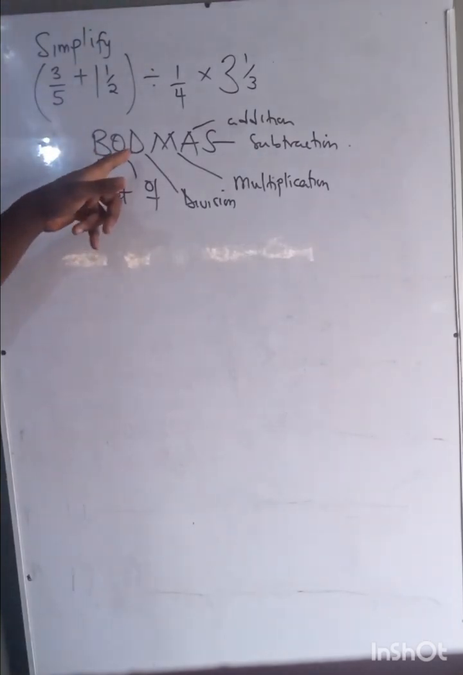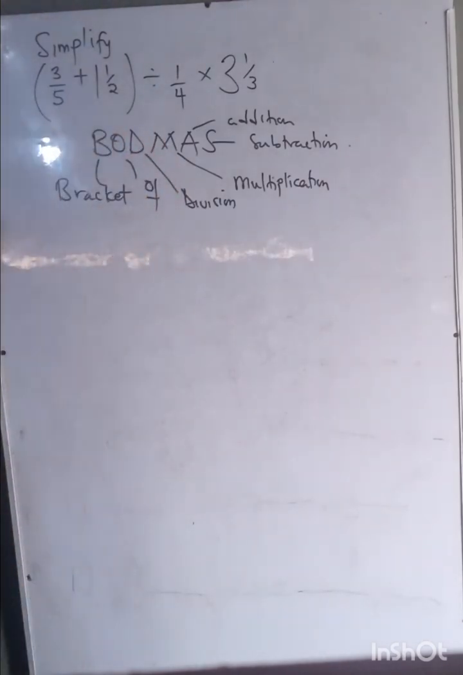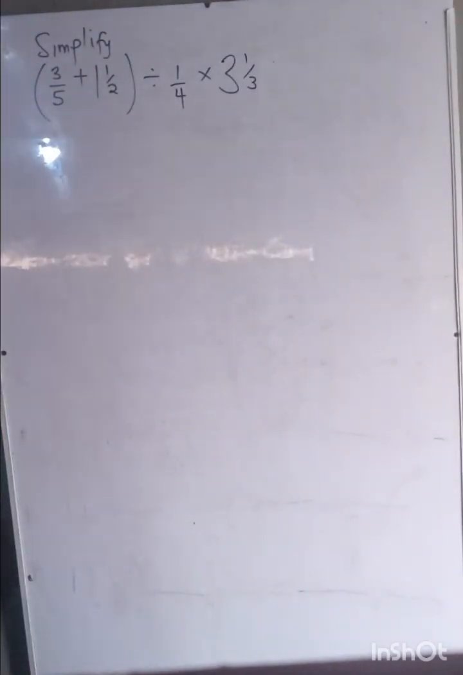As we deal with the term in the bracket, we will then move to the next operation, which will be division, and then we'll finally come to multiplication, since we have only those three operations here. Okay, so let's go into the solution.